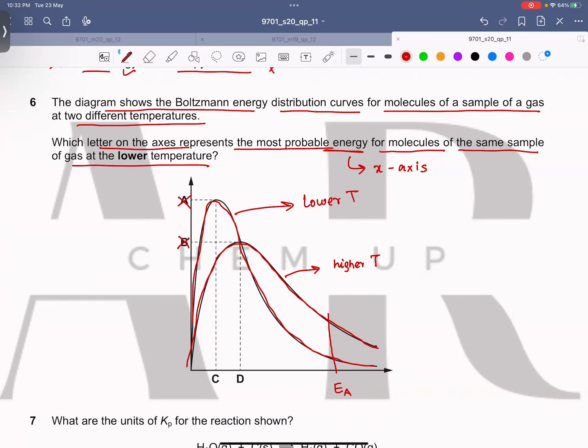So at the lower temperature, this is the most probable energy where most of the molecules are present. So D goes wrong and C is our correct answer. Yes, is this clear to everyone? See, in this case, these are the number of molecules or the proportion of molecules. So at this energy, there are more molecules over there. Is it understandable to everyone?